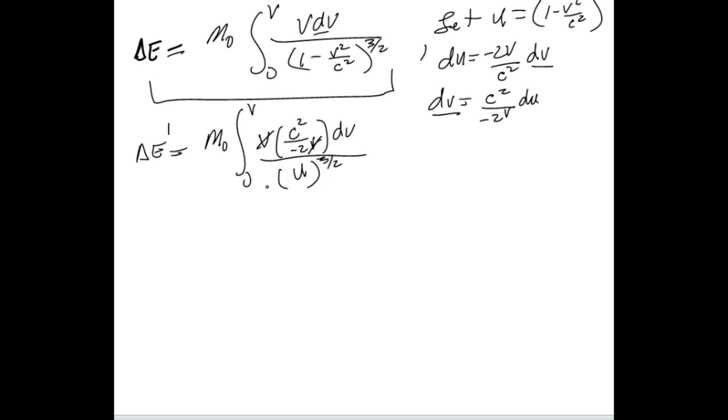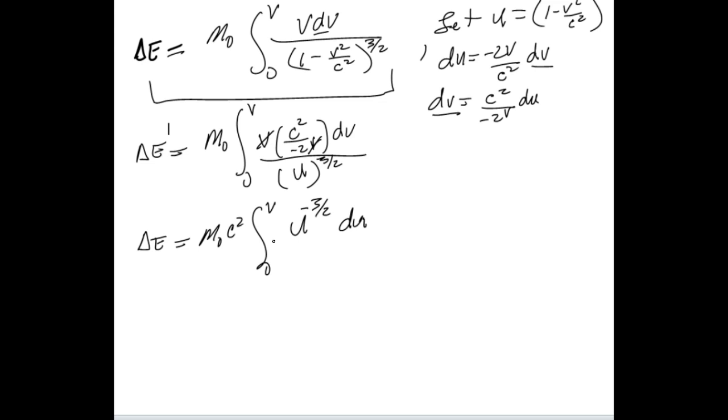And so what I'm going to end up with is delta E equal to m naught c squared, and the integral from 0 to v, well, it's really from 0 to u, but I'm going to leave it like that, times u raised to the power minus 3/2 du.